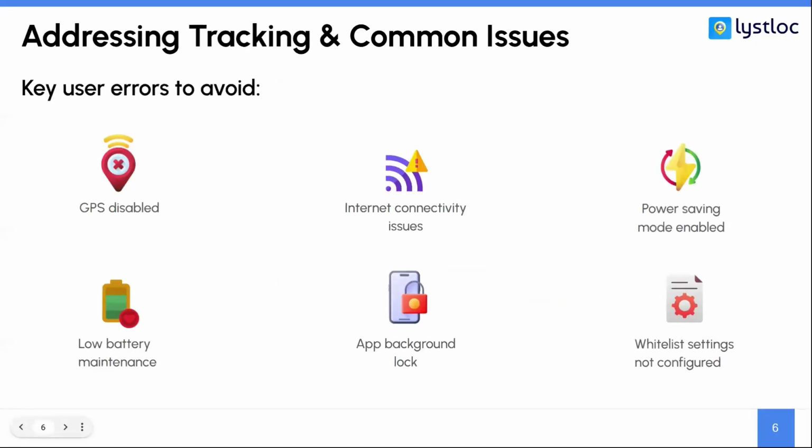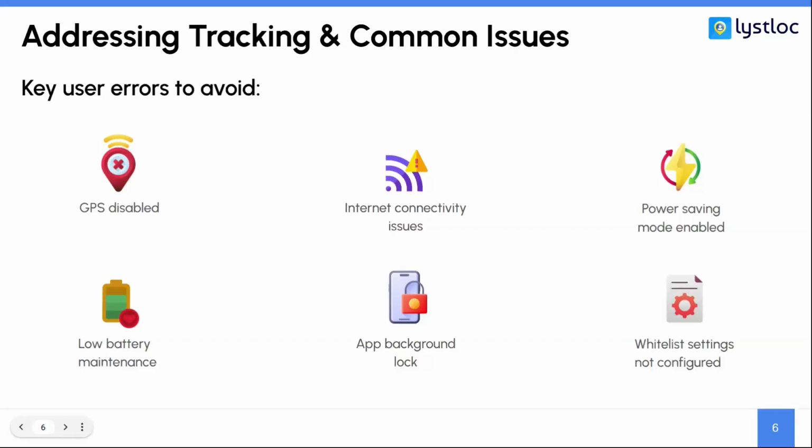Now let's look at some common errors and new updates that can help avoid tracking issues. These are the key areas that often cause tracking problems. First one, it is GPS disabled. The app cannot capture or share location data when GPS is turned off. The next one, it is poor internet connectivity. Weak or no internet prevents real-time data sync and tracking updates.